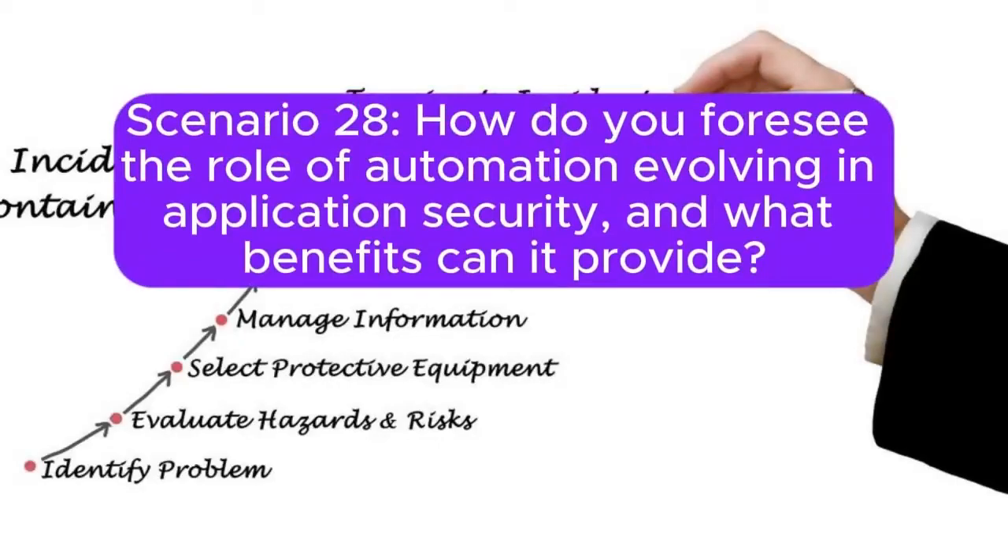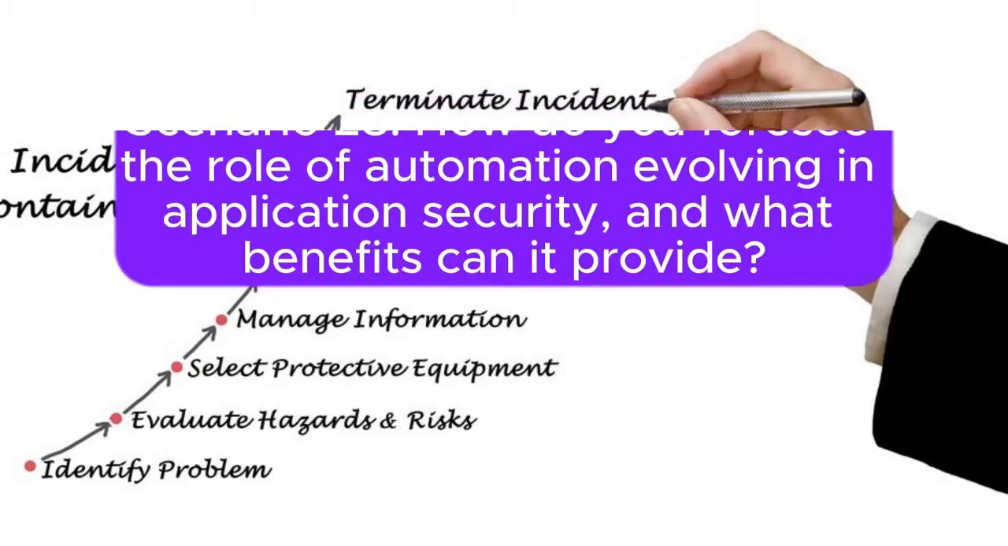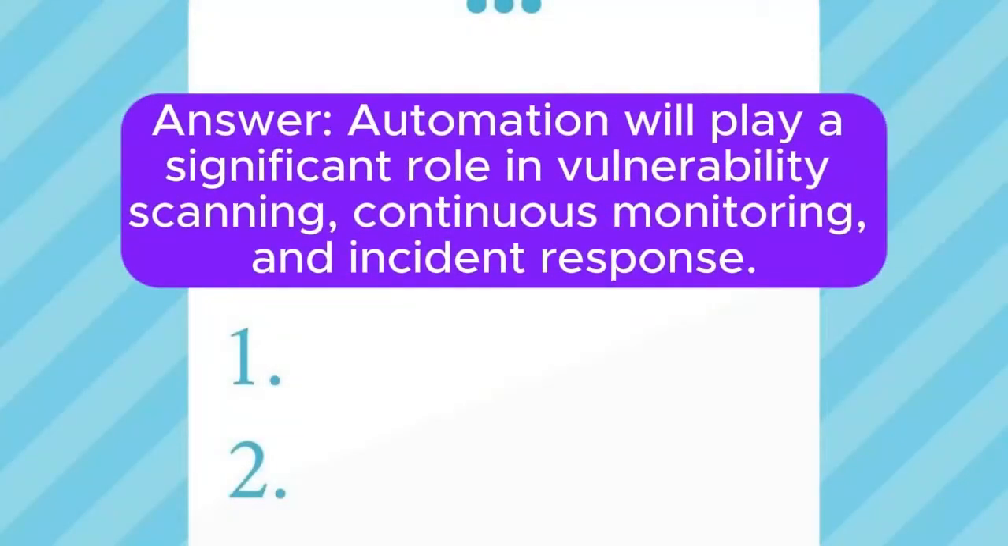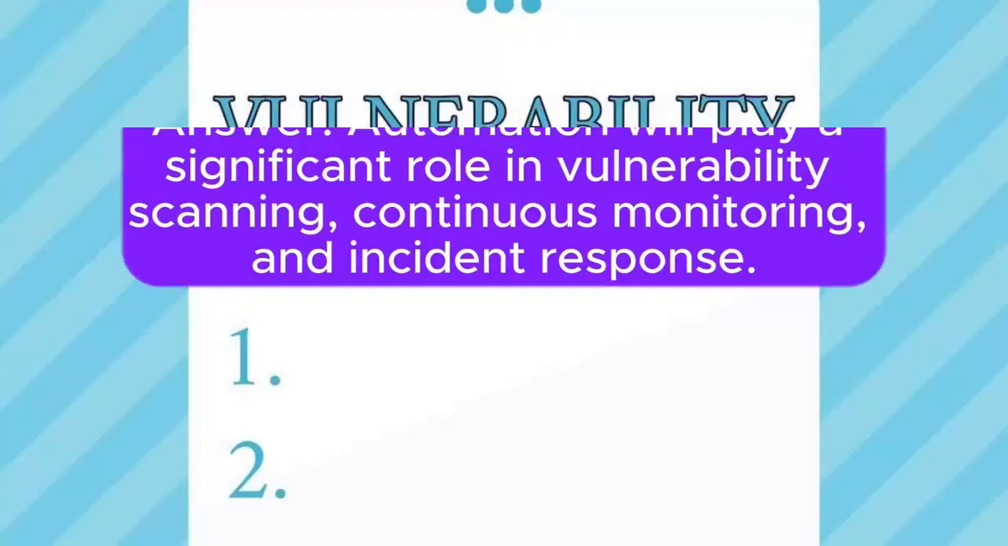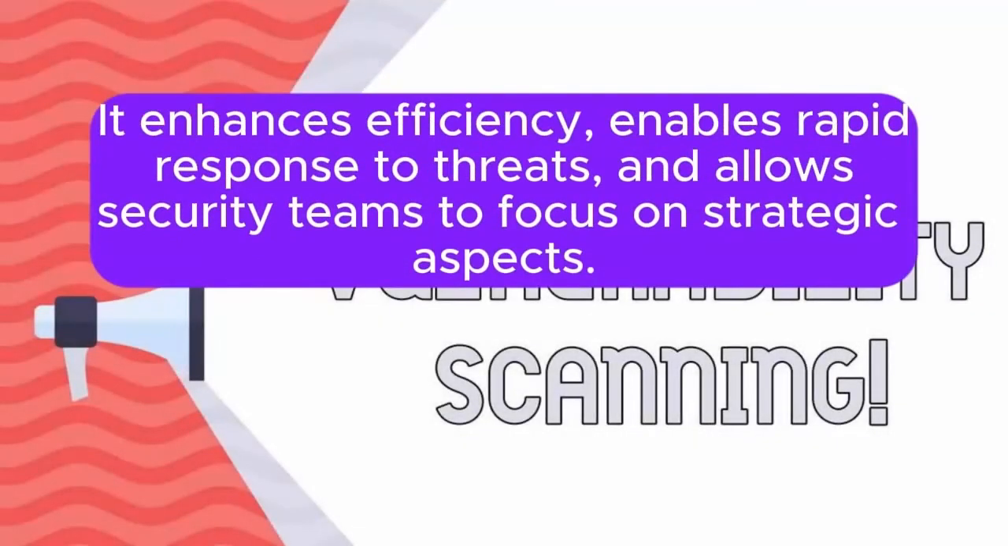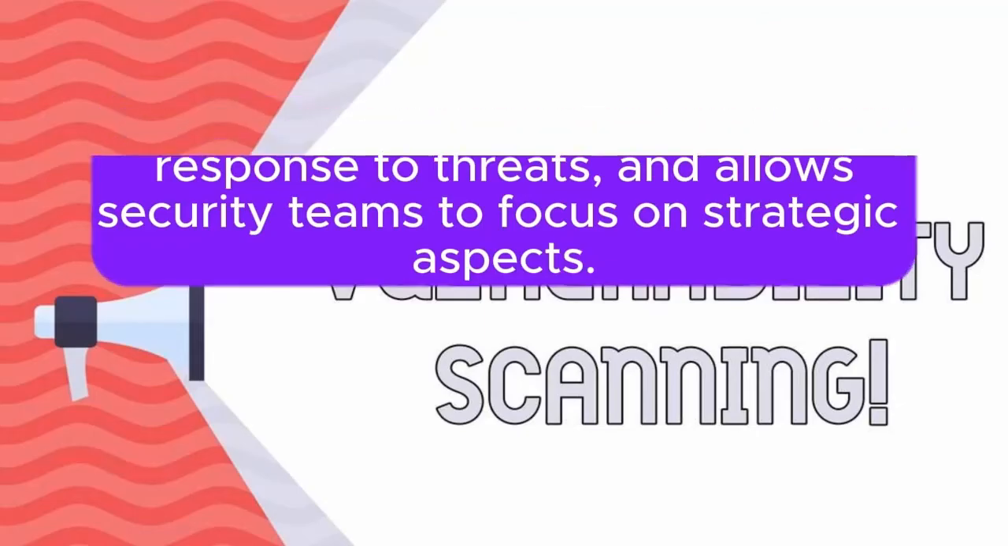Scenario 28. How do you foresee the role of automation evolving in application security, and what benefits can it provide? Answer: Automation will play a significant role in vulnerability scanning, continuous monitoring, and incident response. It enhances efficiency, enables rapid response to threats, and allows security teams to focus on strategic aspects.